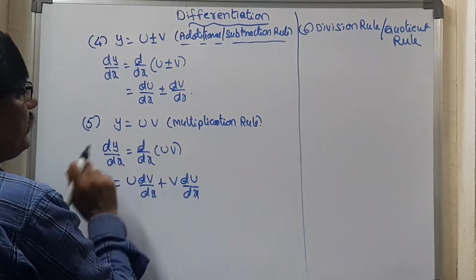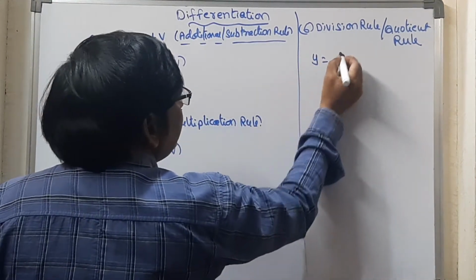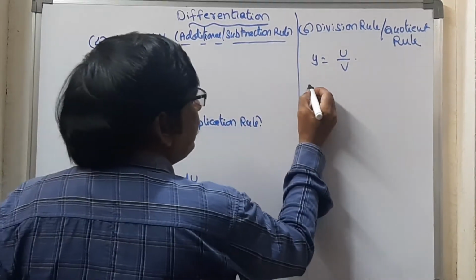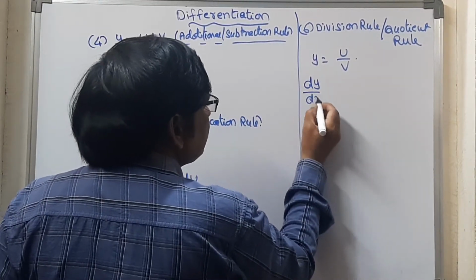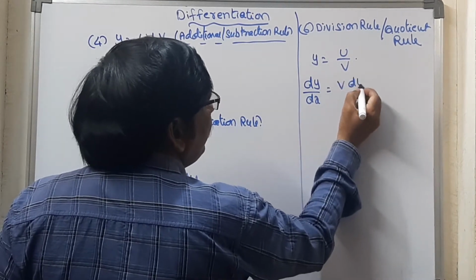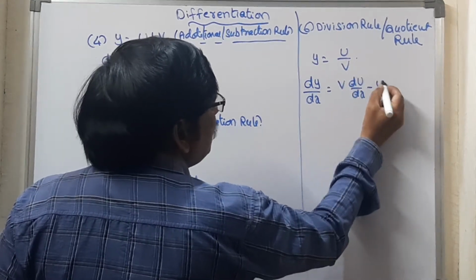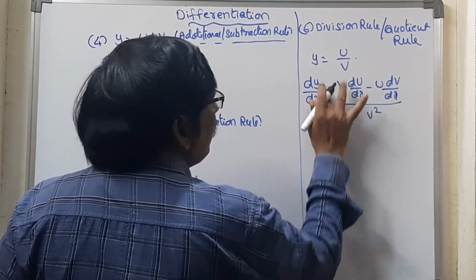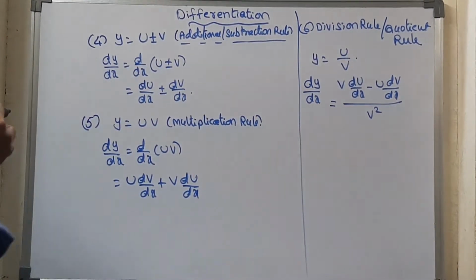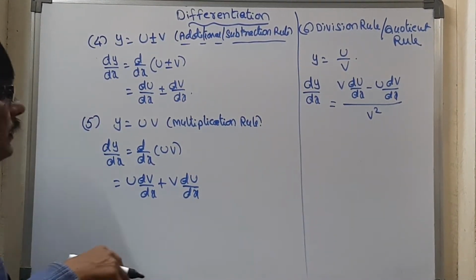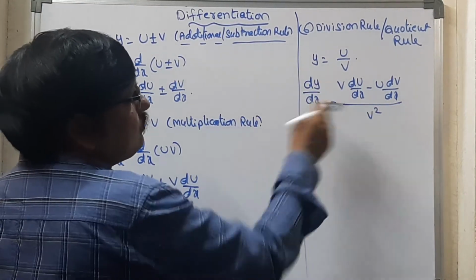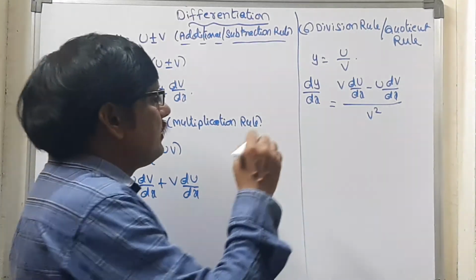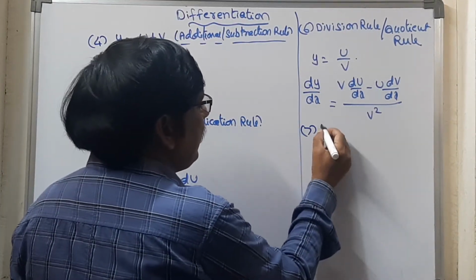Addition completed, multiplication completed. What will be the next one? That is u by v, which means division. How will it turn? dy by dx is equal to v into du by dx minus u into dv by dx, by v square. This is the formula we write for this one. Got it? This is what we call the quotient rule.